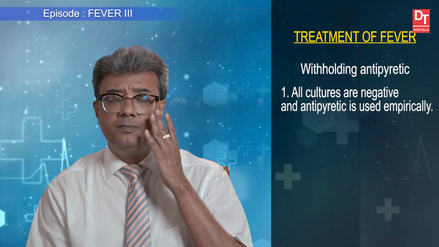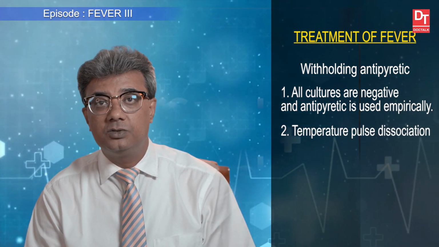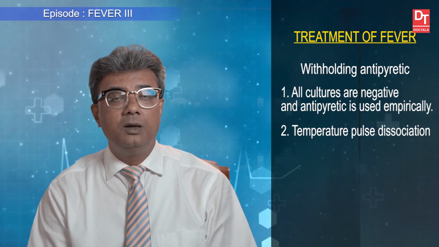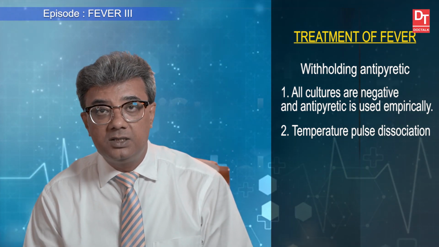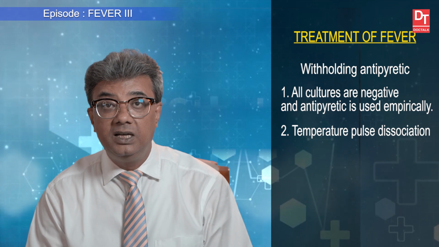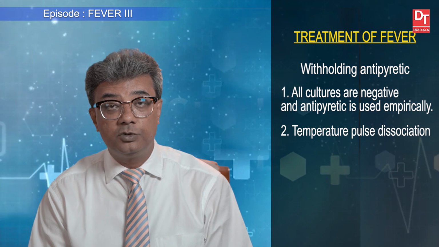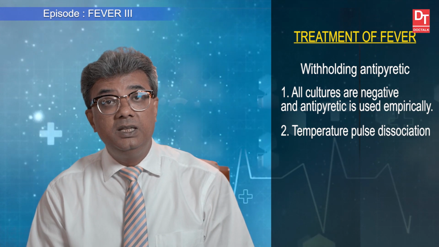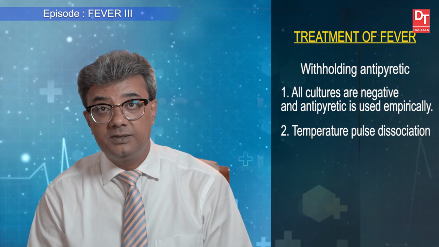Next, sometimes in some patients we are getting temperature pulse dissociation. With the rise of temperature, usually pulse rate rises, but in some diseases we observed with the rise of temperature, pulse rate is not rising or showing relative bradycardia. As for example, typhoid fever, leptospirosis, brucellosis, etc. So, in this condition sometimes we are withholding antipyretics.